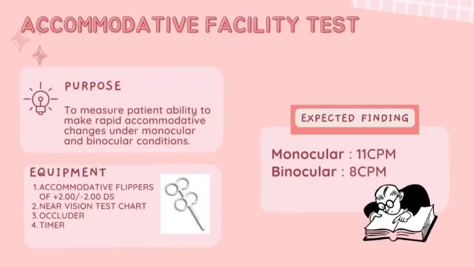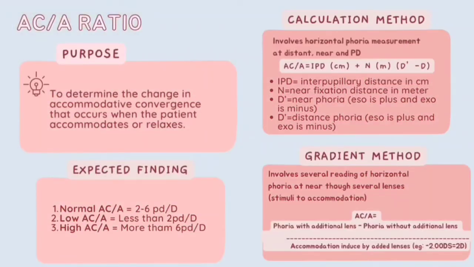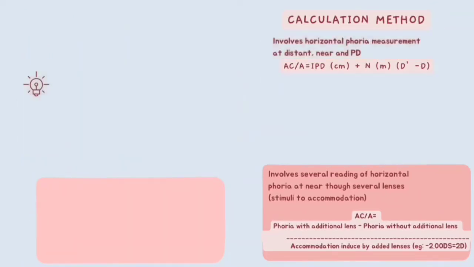Next, accommodative facility test is carried out to measure the patient's ability to make rapid accommodative changes under monocular and binocular conditions. The expected finding for monocular is 11 cycles per minute and binocular is 8 cycles per minute. AC/A ratio can be calculated to determine the change in accommodative convergence that occurs when the patient accommodates or relaxes. The normal range of AC/A ratio is 2 to 6 prism diopter per diopter.